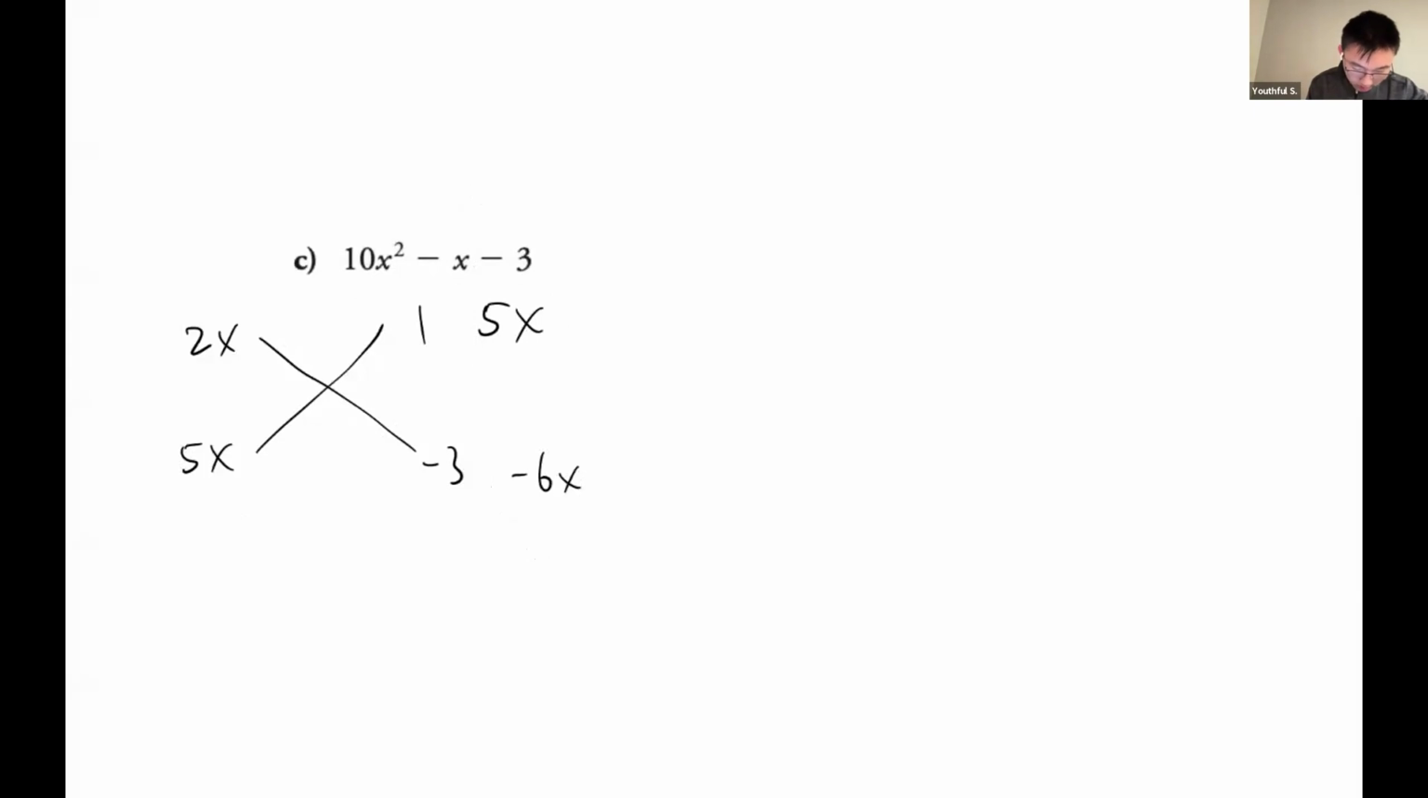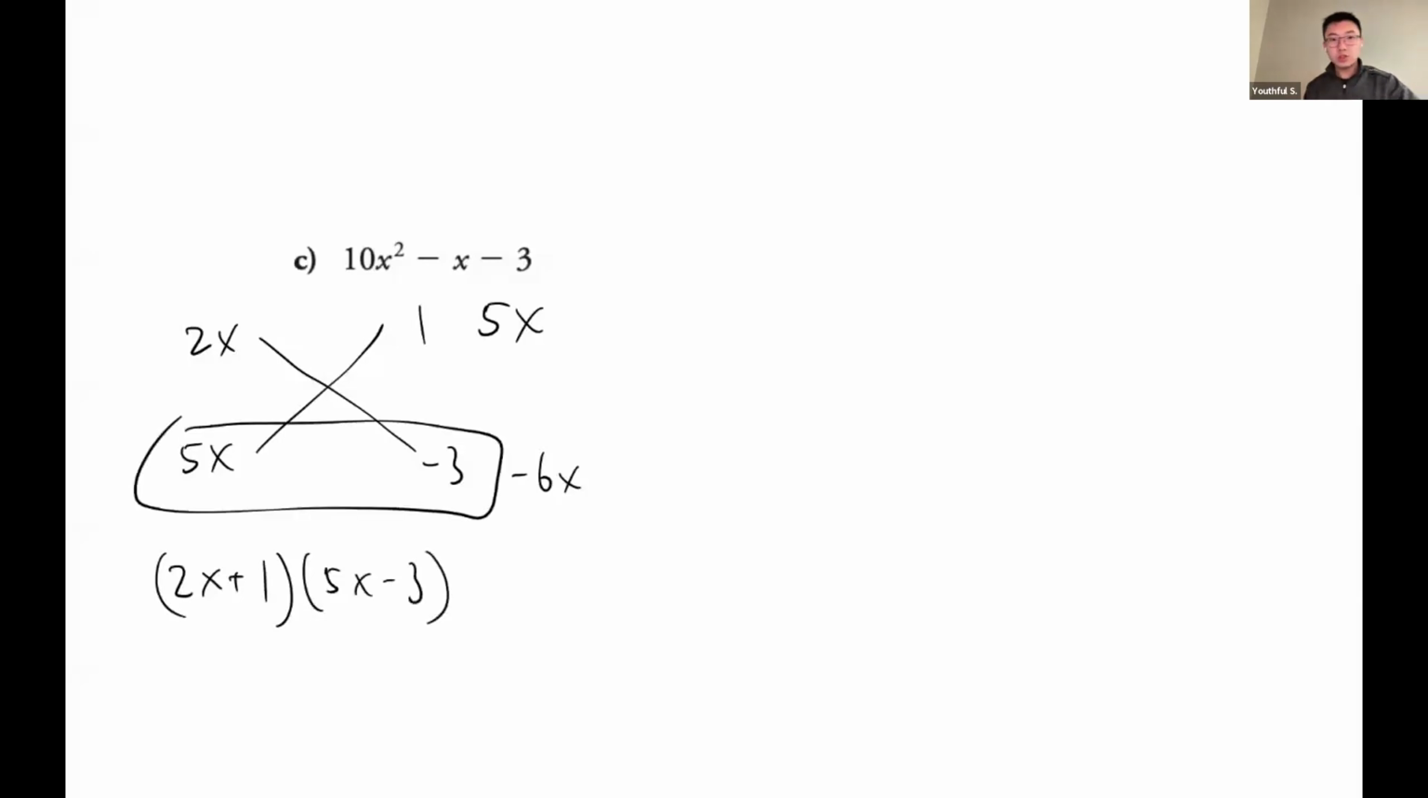So this works. And then lastly, I just take these two and put them in the brackets. So 2x plus 1 times 5x minus 3. It's a really neat way to do trial and error. The crisscross method is mostly good because of its setup. It's a very clean way of doing trial and error, and you can do it really quickly once you get good at it.